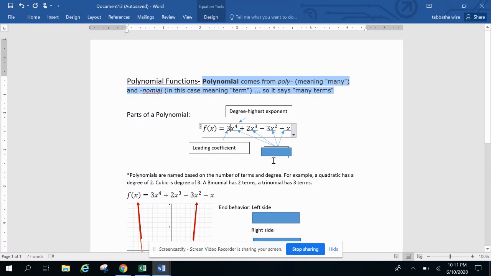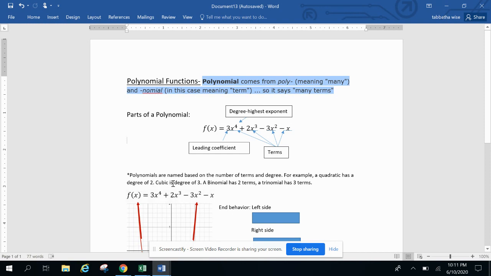And the last piece you need to know is each one of these things are called terms. So there are 4 terms here, 4 different pieces. They're split up with plus and minuses. And there could be as few as 1 or as many as you want.